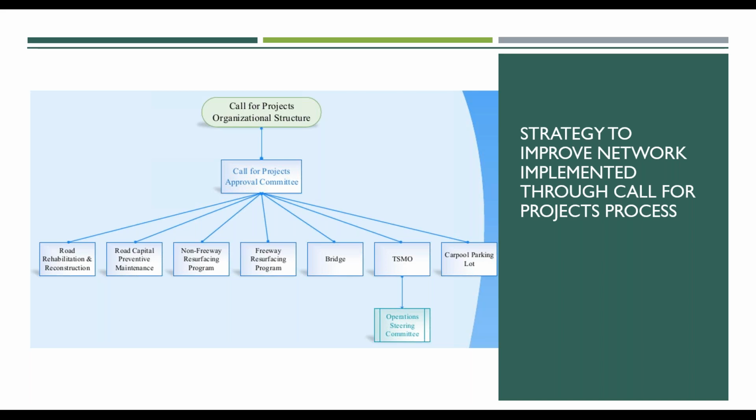How MDOT implements these plans takes place in what we call our call for projects process. This process is utilized not just for the road and bridge preservation, but also for other areas such as carpool lots, operations, traffic and safety, things of that nature. It's our annual call for some programs up to 5 years worth of projects. And also this would become the same project list that would become integrated into the STIP as well.